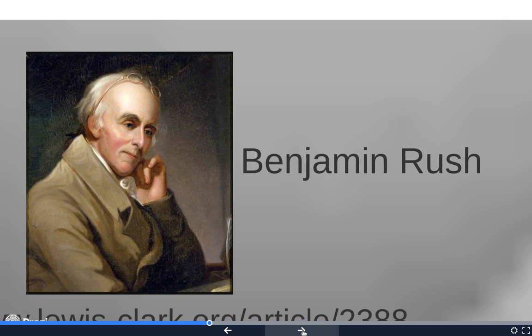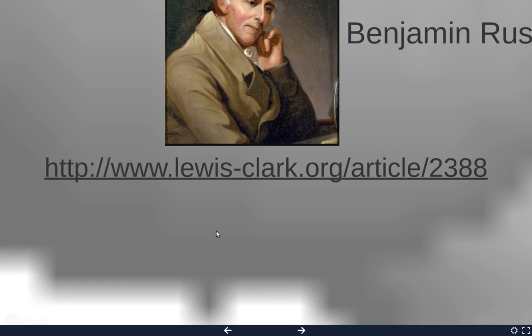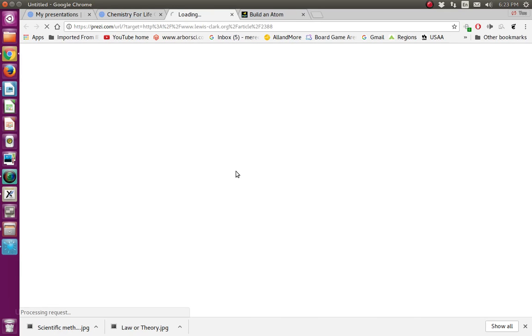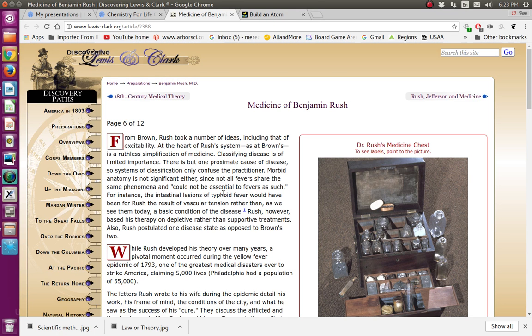This is a picture of this dude, Benjamin Rush, right there. And if you want to read an article about what he did, again, click on the link. Takes you straight to it. Now this is not mandatory, but it just shows you Dr. Rush's medicine chest, and watch, I scroll over it, hover over it, and you can just see all the different things he sent with them to help them, Lewis and Clark, on their expedition. So this is discovering Lewis and Clark and how he actually used chemistry to help them solve a problem.